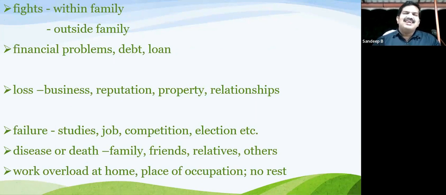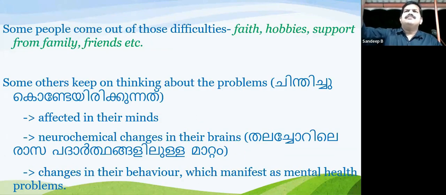loss of relationships. Loss of relationship, like break of love affair and all, is very common among campus students. And failure in studies, job, competition, even in election, and disease or death, especially after the COVID pandemic, the morbidity and mortality has increased exponentially. And work overload: some section of society stress that they do not have any job. Some other section, they are overloaded with jobs.